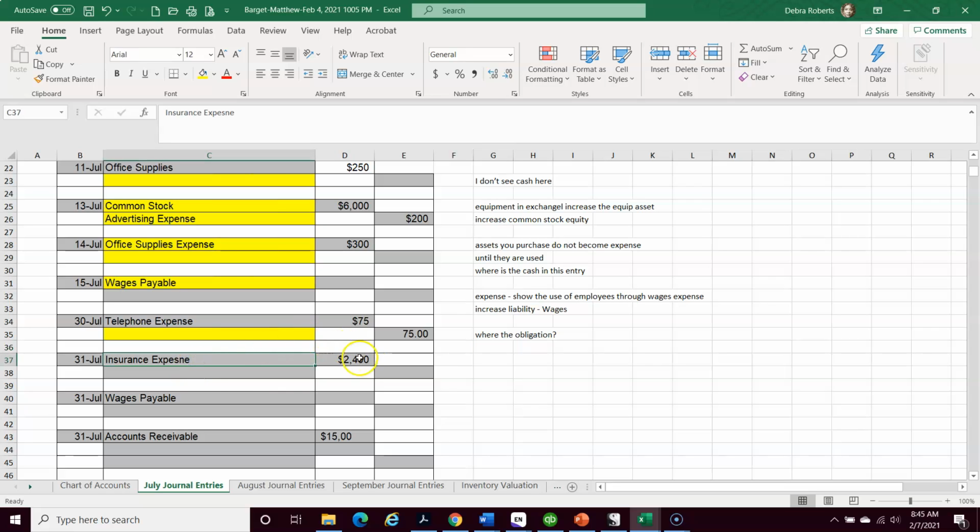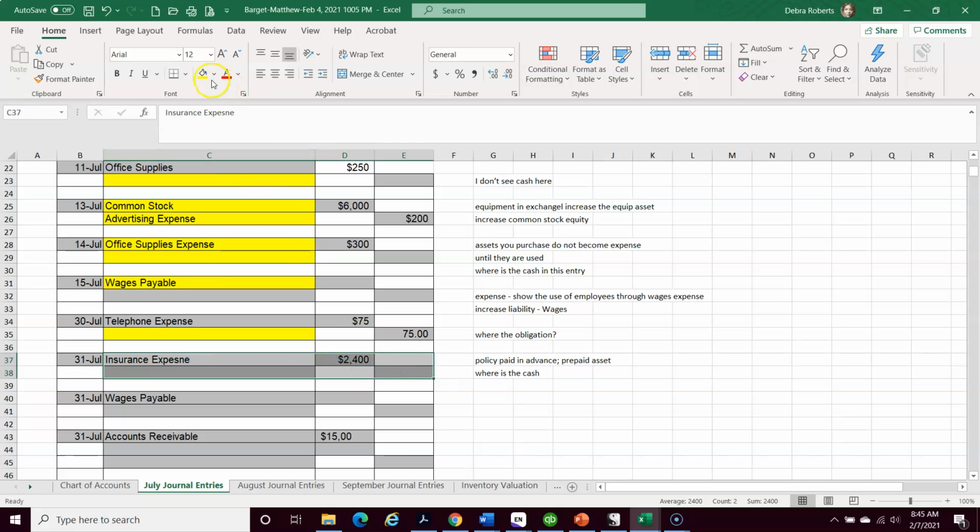And the same here. You purchased a policy in advance. You paid it. Paid in advance. This is an asset, a prepaid asset. And then where is the cash? Because you paid for it with cash.